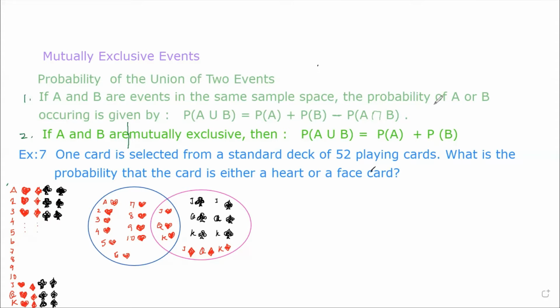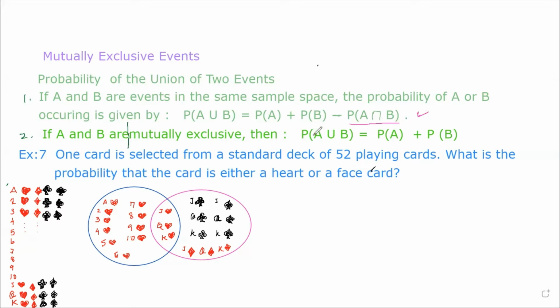What is the difference between these two formulas? In the first one, if they have an intersect, that means the events A and B, or you can say set A and set B, have common elements or common objects. So then you're going to have an intersect, so we use this formula.